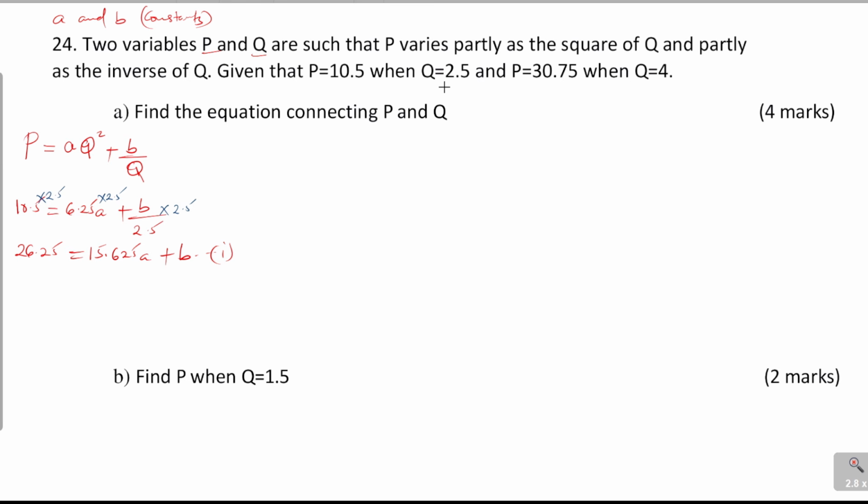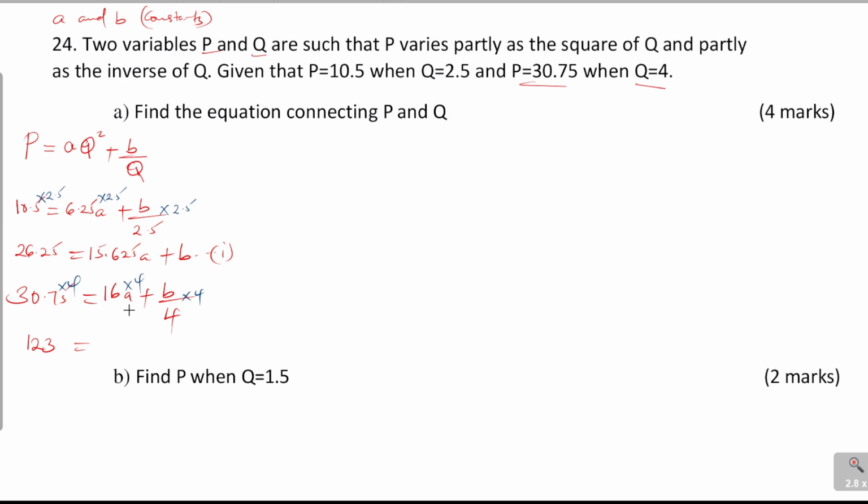Now the second equation, when p is 30.75, then q is 4. So q squared will be 16, then multiply by a, and then b divided by q is 4. Again, I'll get rid of the denominator here by multiplying each term by 4. Multiply each term by 4. This is what you'll get. 30.75 times 4, that will give 123. 123 is equal to 16 times 4.